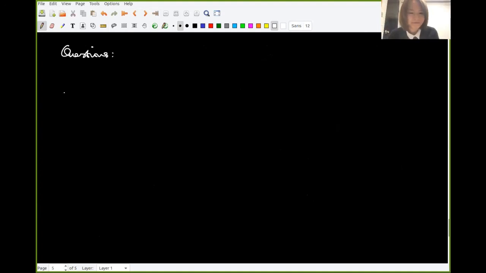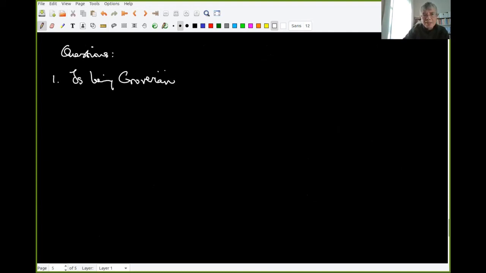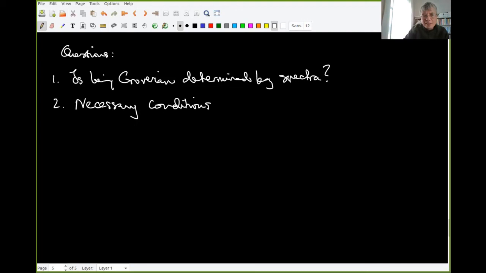Sure. Yeah, thanks. Okay, so some obvious questions are: is being Groverian completely determined by spectra? Are there nice necessary conditions for the other side of the gap? And characterizations for the scaling gamma.